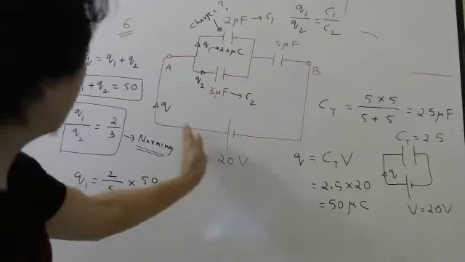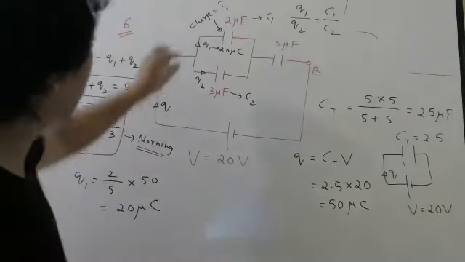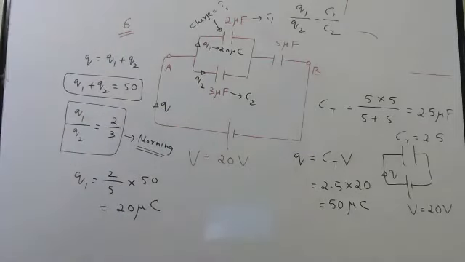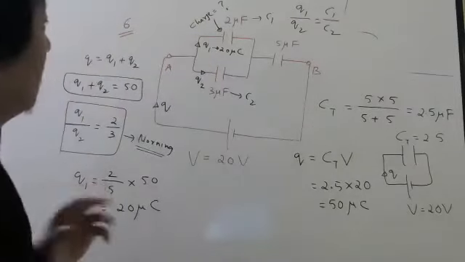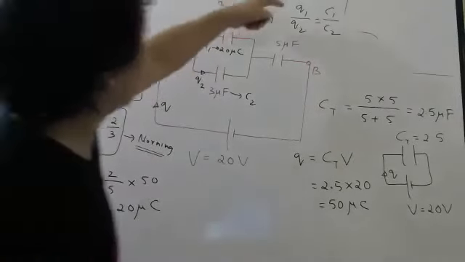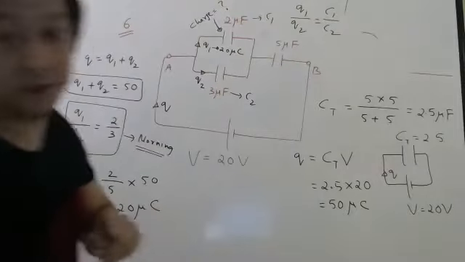So first find the total charge coming. Then you see how the capacitors are connected. Then you know some charge will divide. In parallel, you know Q1 by Q2 will be C1 by C2. Okay.